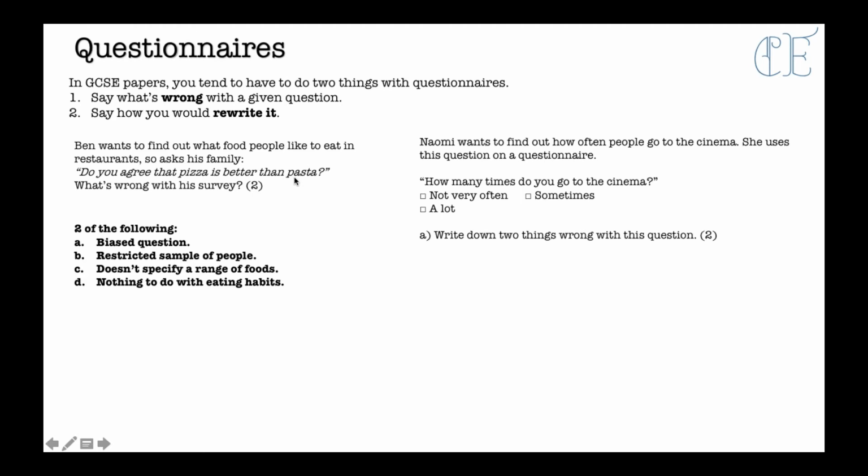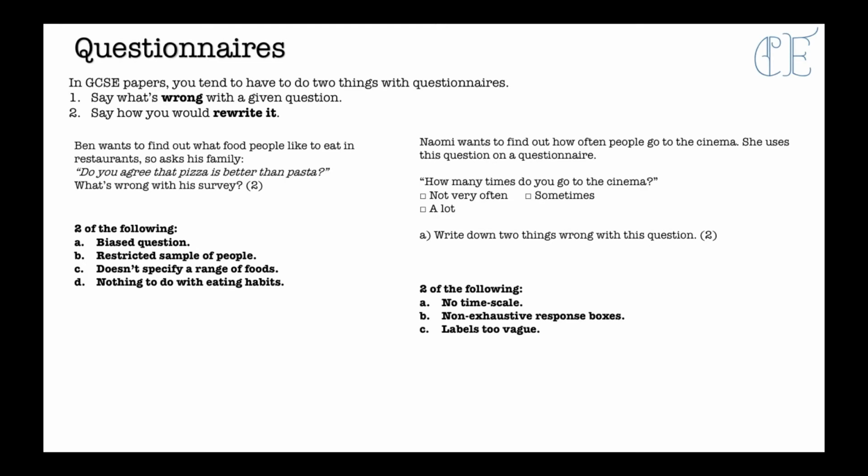Okay, let's have a look at another question. Naomi wants to find out how often people go to the cinema. She uses this question on a questionnaire. How many times do you go to the cinema? Not very often, sometimes, a lot. Write down two things wrong with this question. And again, that's 2 marks.